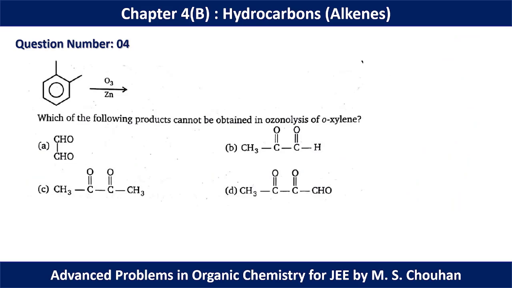In question number 4, we have ozonolysis, and here we have a resonating form of benzene. So we can draw 2 canonical forms like this. One is our structure 1, and another is this one, which is our structure 2.